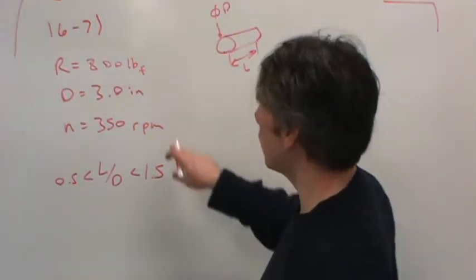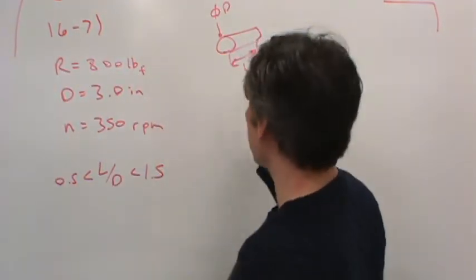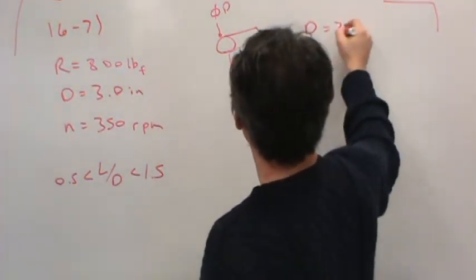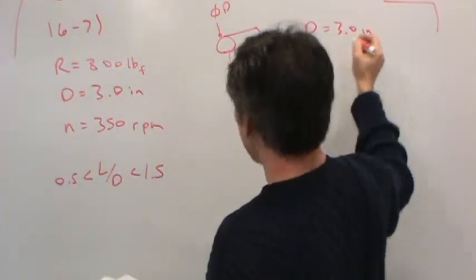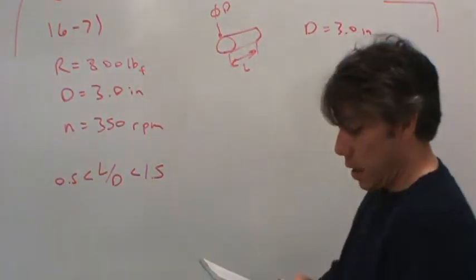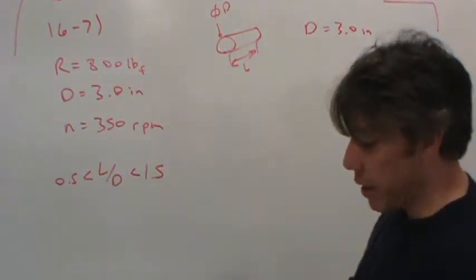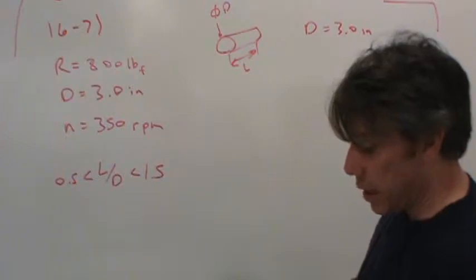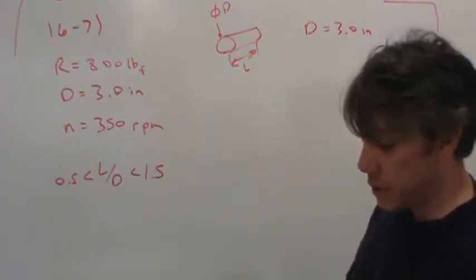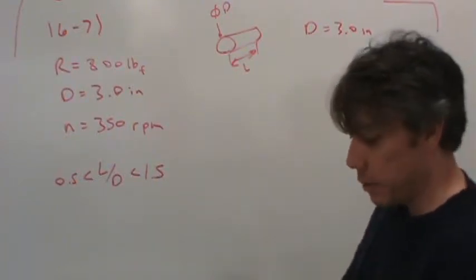Okay, no big deal. They've already told us that, right? It's 3 inches. So diameter, 3 inches. Specify a ratio of bearing length to diameter. Typical range is from 1/2 to 2. We're constrained to be from 1/2 to 1.5.